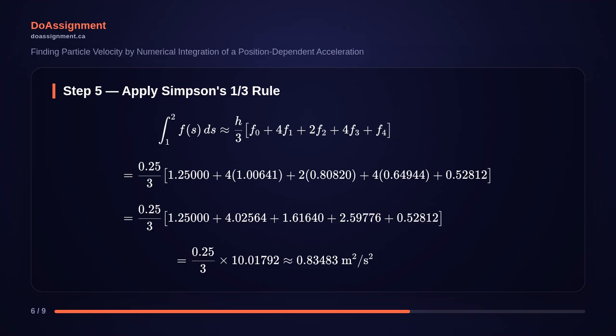Applying Simpson's rule, multiply h/3 by the weighted sum of the function values. Endpoints get weight 1, the interior midpoint gets weight 2, and the remaining nodes get weight 4. The bracket sums to about 10.018, and multiplying by 0.25/3 gives approximately 0.8348 meters squared per second squared.